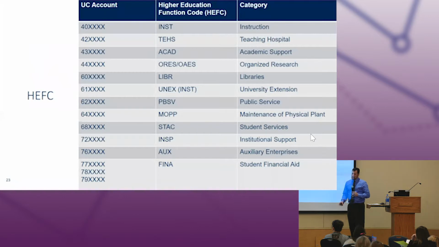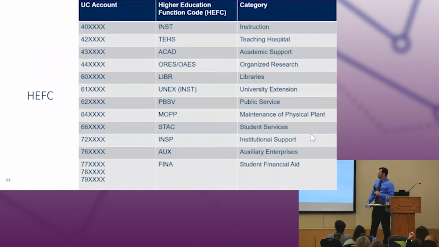So normally, I say normally because again, there's always exceptions, right? Sometimes I see a 40XXX UC account and I expect it's going to be instruction, and lo and behold, I find out it's academic support. So somewhere along the line, we got something crossed. But as we go to the new chart of accounts, the idea is to have all this be nice, neat, matched.